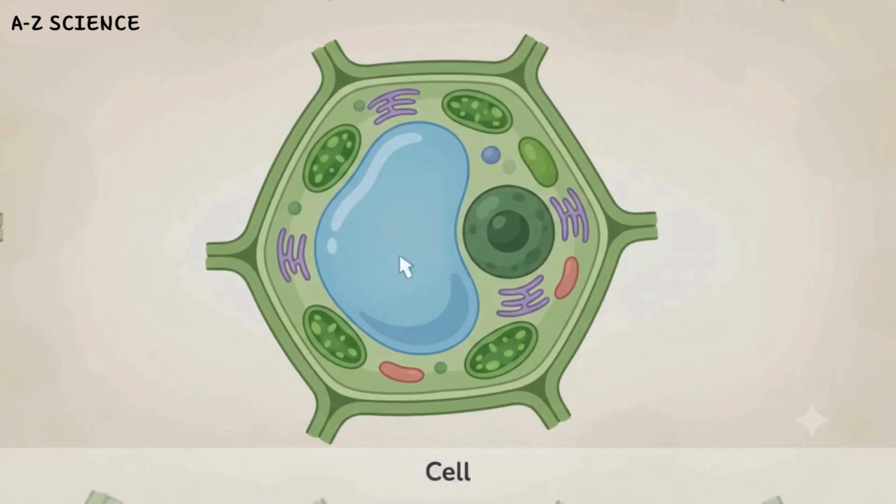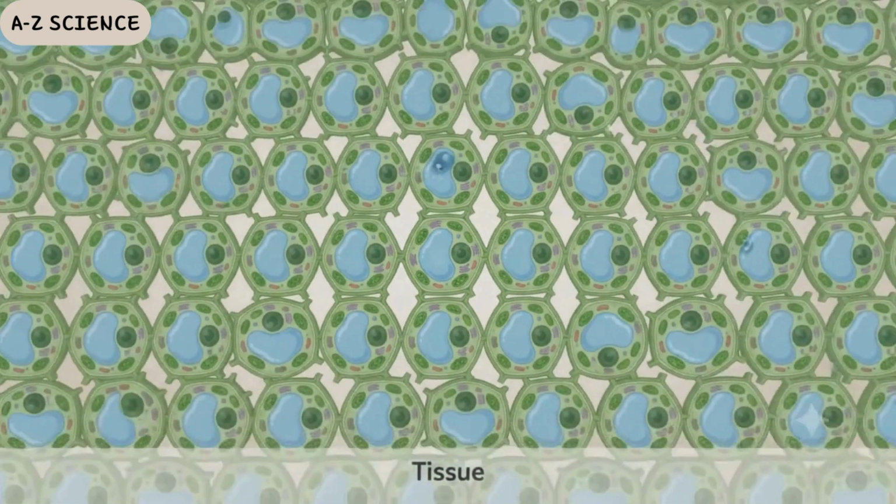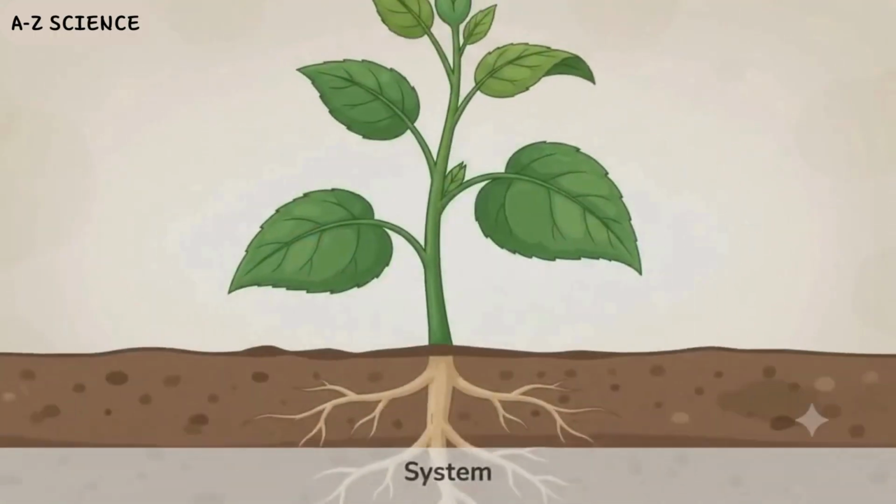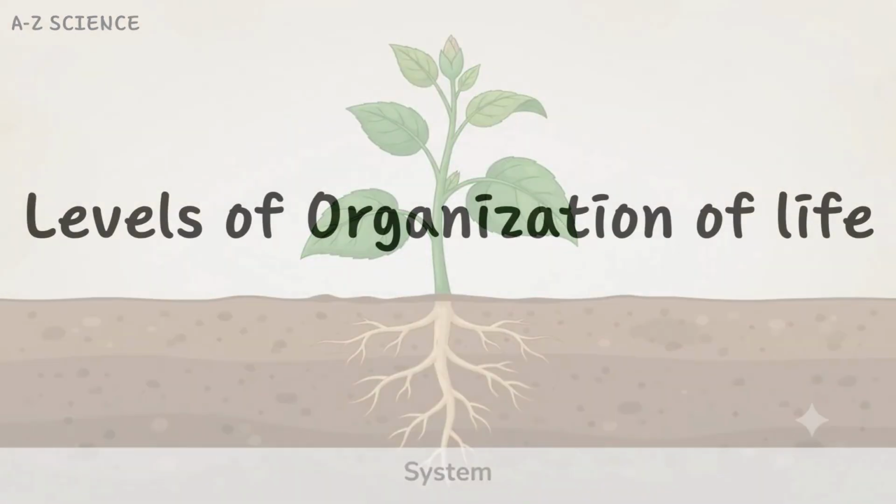So this lesson shows us how organisms are built. So we're going to learn about levels of organization of life. We can simply say levels of life or the hierarchy of life. The levels of organization of life simply explains what makes up an organism.